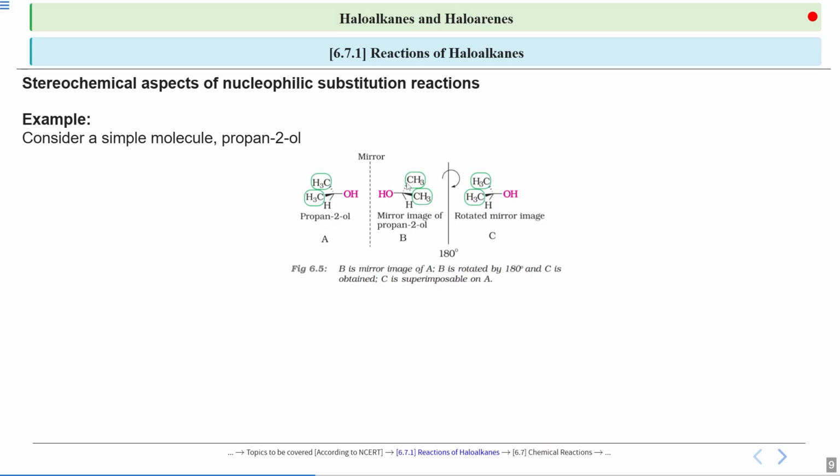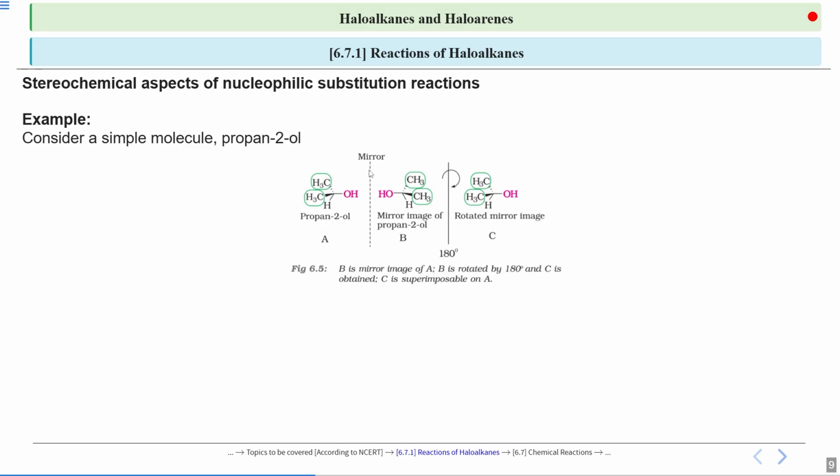Now you take this compound B and rotate it by 180 degrees. When you rotate it in the clockwise direction by 180 degrees, you get this rotated mirror image, which we call C, where the carbon is here, attached to hydrogen, two methyl groups and the hydroxyl group. This is figure 6.5, where B is the mirror image of A, and when B is rotated by 180 degrees we get C. And C is superimposable on A.